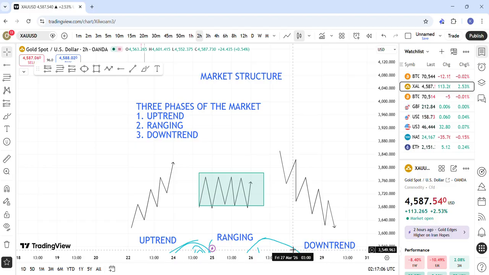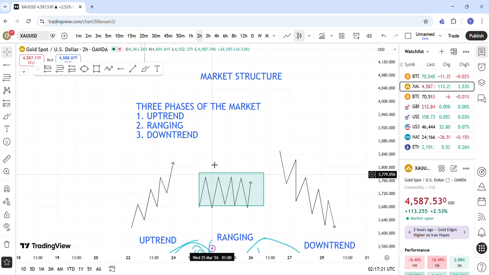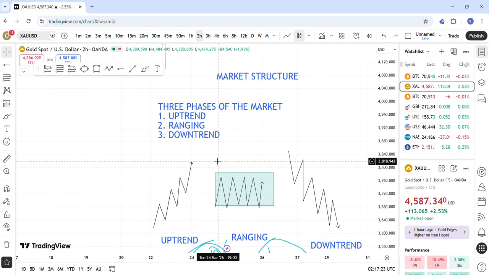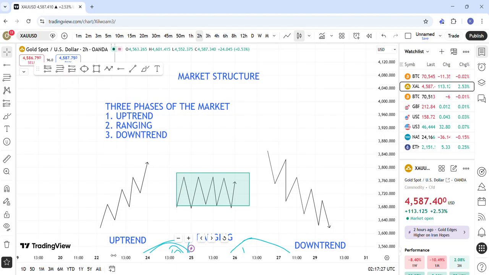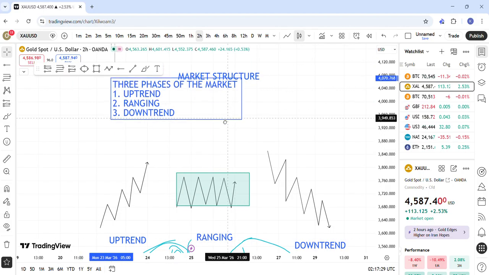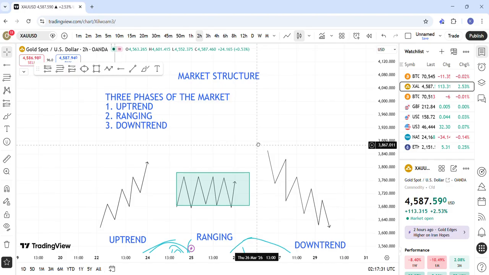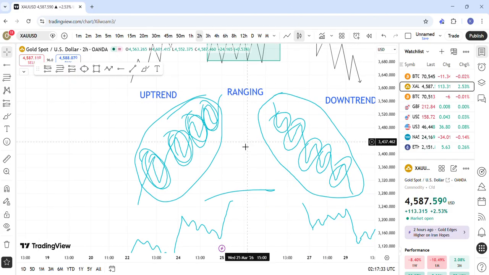We talked about identifying the major and the minor structure, knowing where you are at every point in time in the market, whether you're in the major structure or in the minor structure. So today we'll be talking mainly about the advanced market structure. Let me draw the formation. So this is it here.